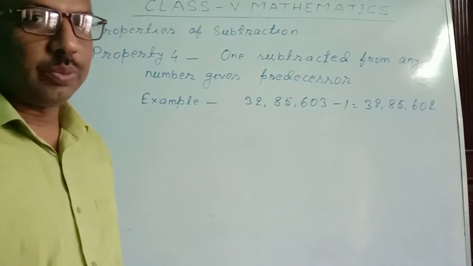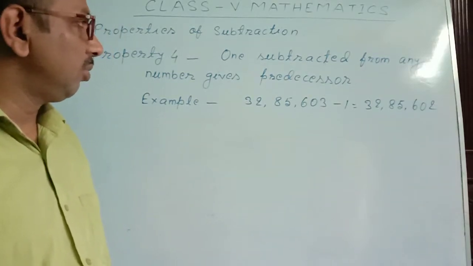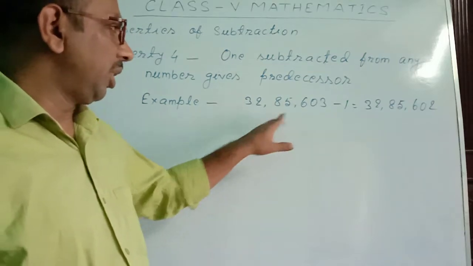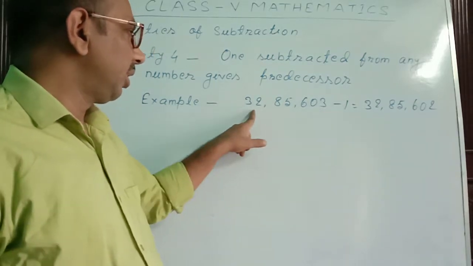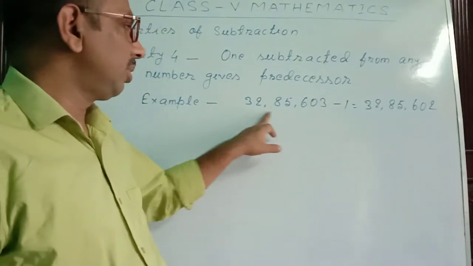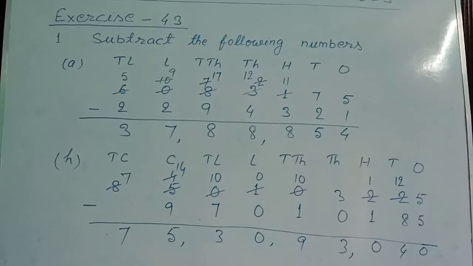Similarly, one more property we can express at this place. If we add 1 to any number, then we get the successor. Suppose we are adding 1, then we will get 32,85,604. That is the successor of this number. Let us start exercise 4.3.